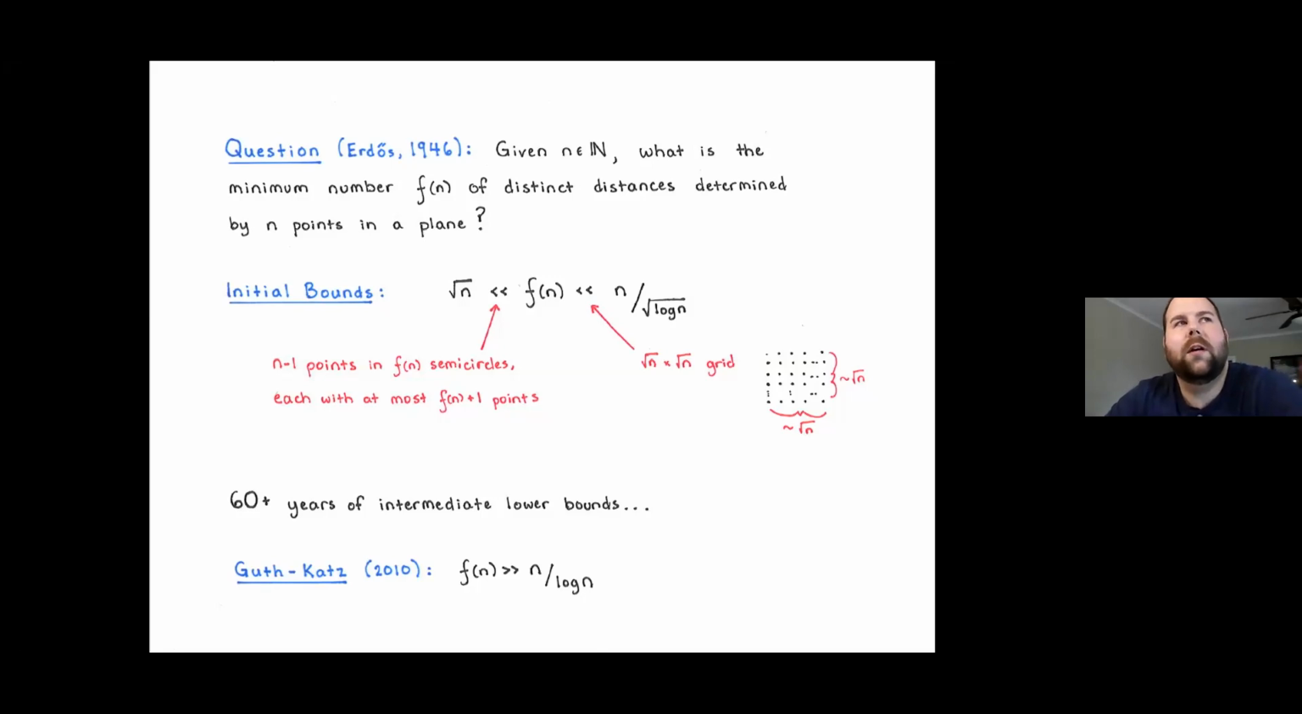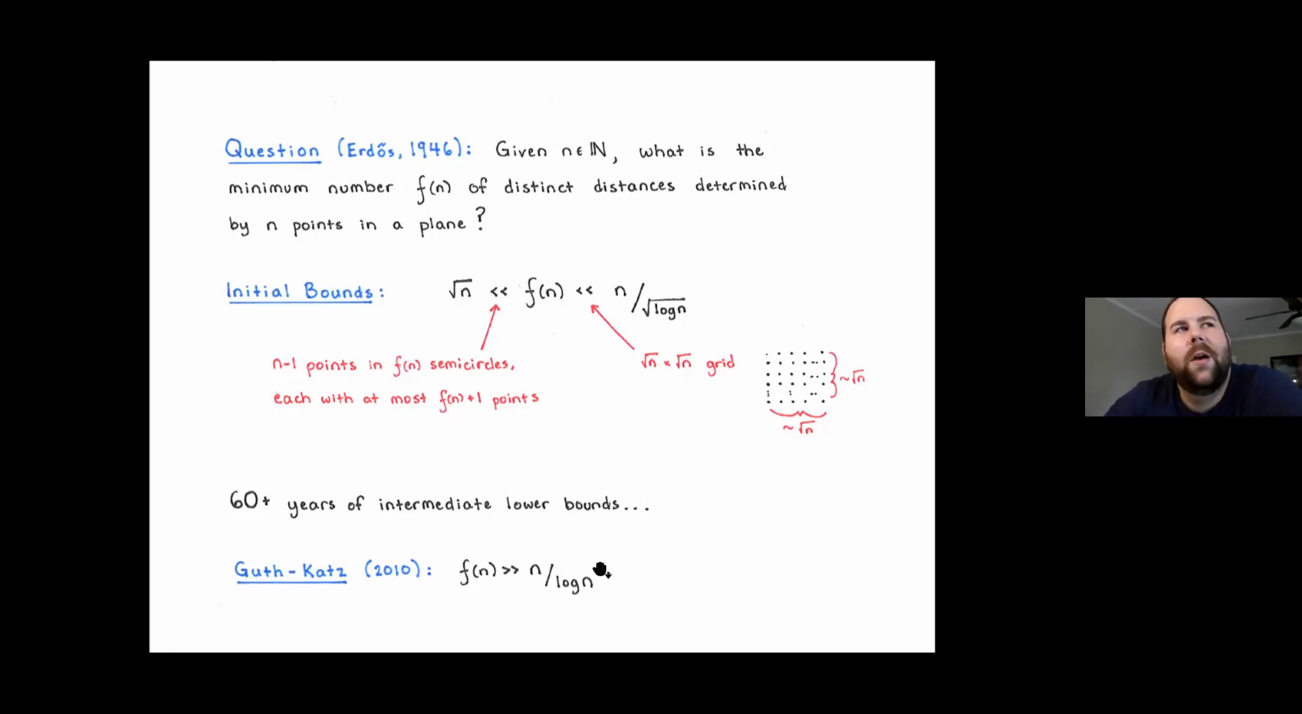And a lot of really robust literature developed over the next 60 years or so. And a lot of the work in that direction was all about the asymptotic order of growth of this quantity as n grows to infinity. And that was more or less resolved by Guth and Katz after many, many years, who got a lower bound that almost matches that upper bound that comes from the integer lattice. So as far as asymptotic order of growth, that's basically the resolution of the problem.